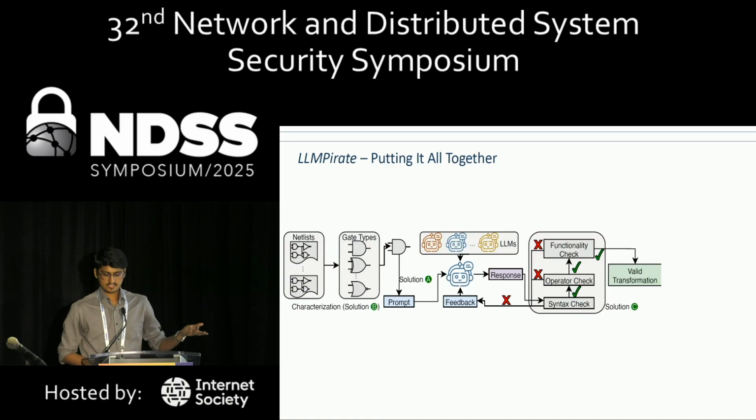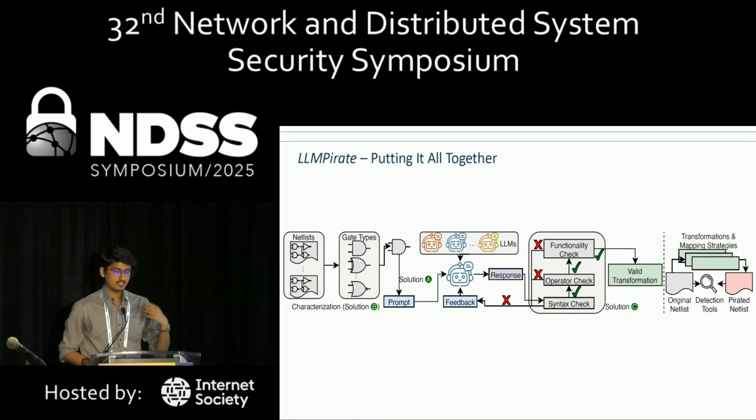Once we have all these different transformations, we can write a very simple replacement script that goes through the elements of the original netlist and replaces them with these transformations to obtain the pirated netlist. And that's what we query the piracy detection tool with. So that's the whole flow of how we go about pirating netlists.